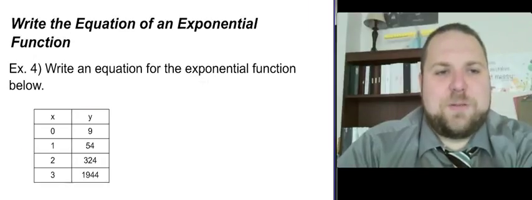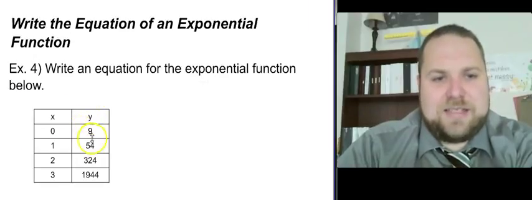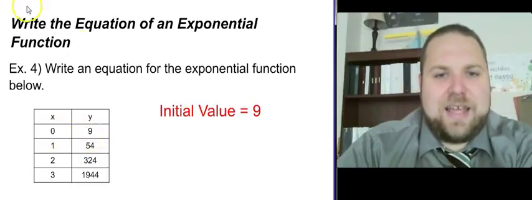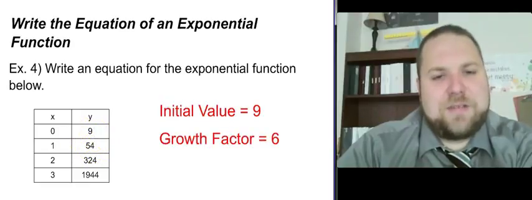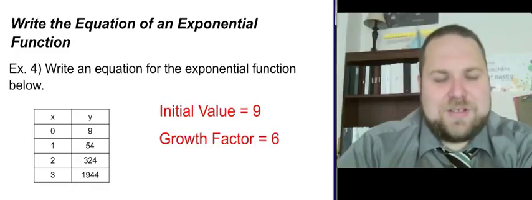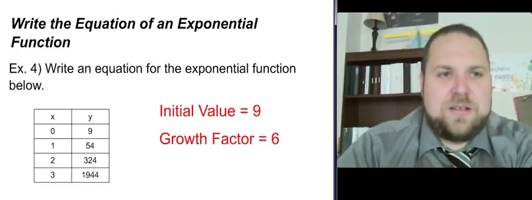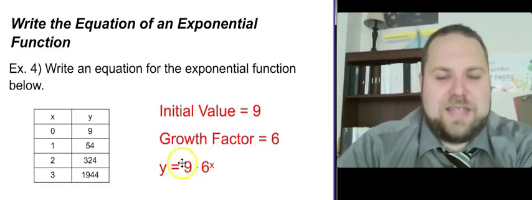We can do this for a table as well. My initial value is the y value when x equals 0. So the initial value here would be 9. And then I need to find my base. What am I multiplying by? These two are separated by an x value of 1. So 54 divided by 9 would be 6. So that's my growth factor. And then I can just substitute those into the equation. So I would get y equals 9 times 6 raised to the x power. So again, the initial value first times the growth factor raised to the x power.